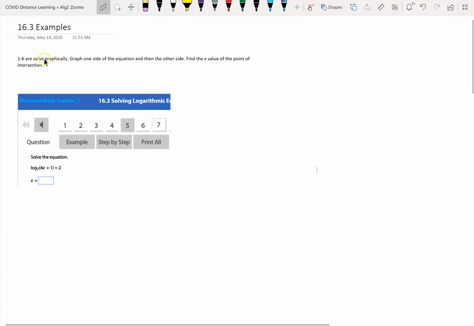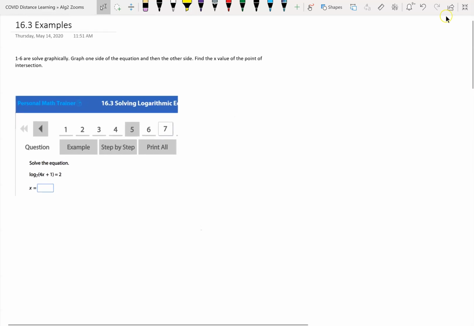Okay, 1 through 6 are solved graphically. I should say 1 through 4 are solved graphically. Remember, when we want to solve any equation with real solutions graphically, we graph one side of the equation and then the other side separately, and we find the x value of the point of intersection. That will help with 1 through 4.